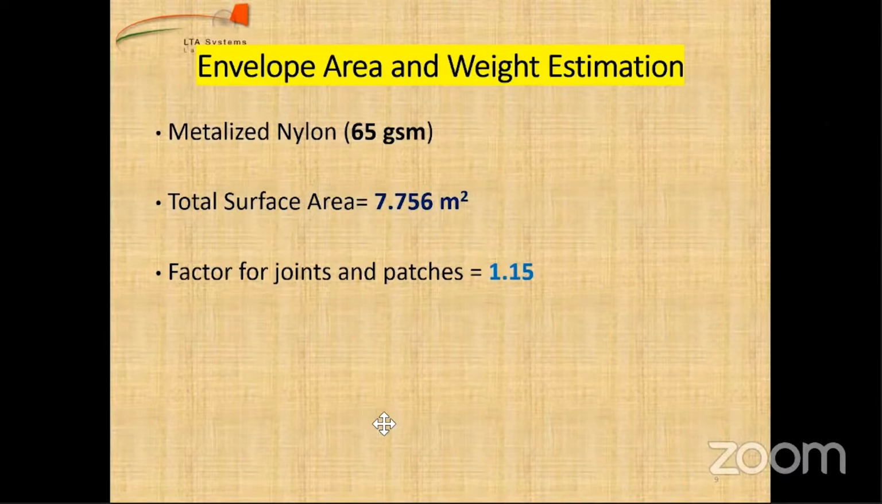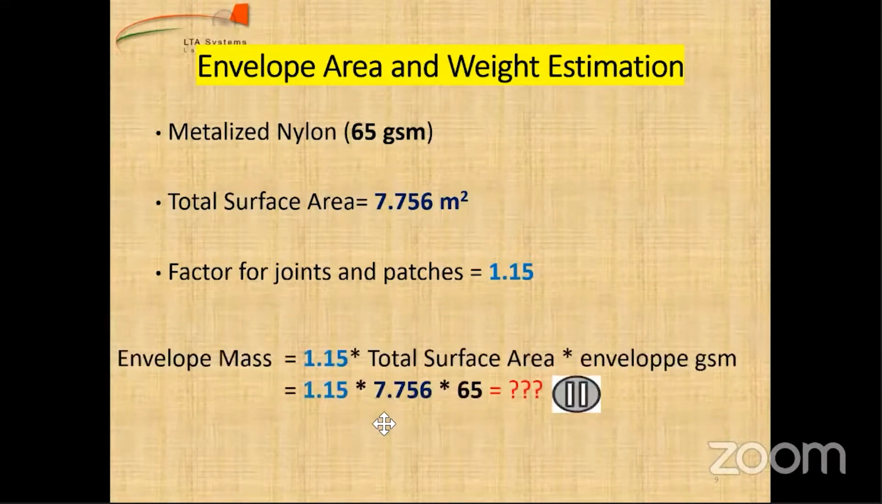So we multiply it with 1.15. This 15% is arrived at based on our experience in the lab. It is a variable parameter. It can vary plus or minus 5, depending on what kind of joint you are using and how many patches you are putting. As a first estimate, we will go with 15%, so the factor is 1.15. The total weight of the envelope will be 1.15 multiplied by the total surface area into 65 GSM.